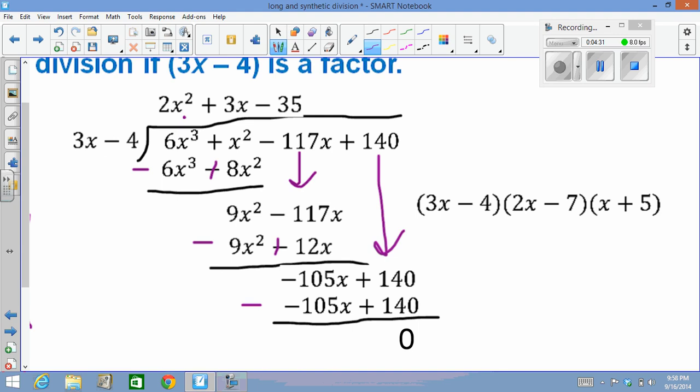What do I have to multiply 3x by to get negative 105x? Well, it's negative 35. And I do the multiplication. I draw a line. I change signs. So that's going to make that positive, and that's going to make that negative. And now I know that my remainder is 0, so therefore it is a factor.